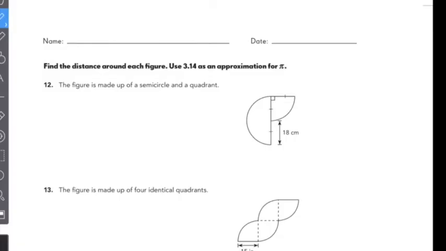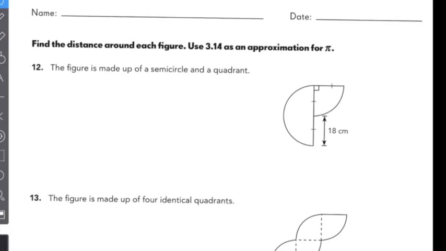Okay, so let's look at a couple of these here. First one says the figure is made up of a semicircle and a quadrant. We have to use 3.14. Okay, so what I like to do is this. Let me make it a little bit bigger for us. So if I look at this side right here is 18. Well, if that's 18, this has to be 18. Okay, so I already know. Now I have to go around the whole figure. So I have 18 and 18, which is going to be 36. So I already did these two.